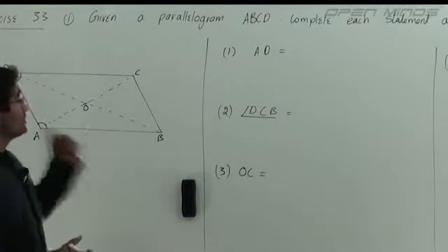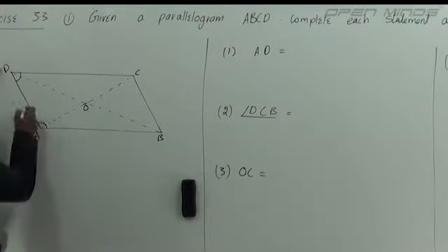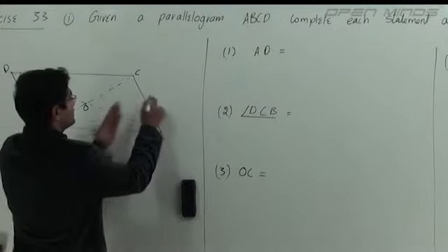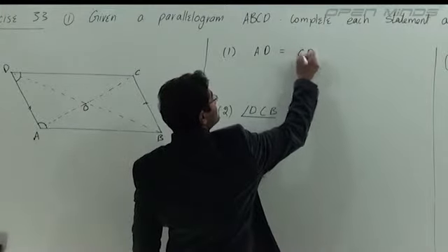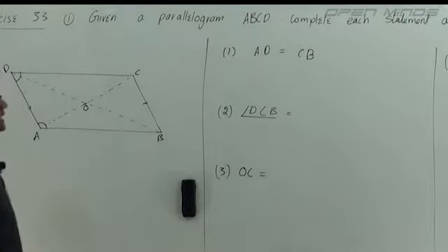All right, go ahead. It says AD is equal to what? I can see that AD is a line, right? And this line will be equal to which line in this whole diagram? Opposite line, right? This guy. It has to be equal to CB. Why is that? Simply because opposite sides are equal. That's it, right? Go to the next one.